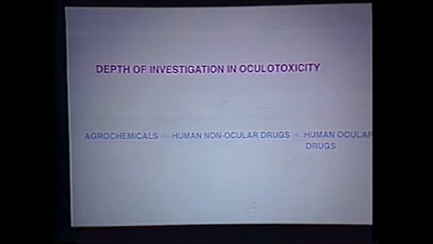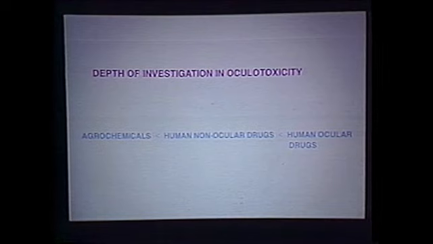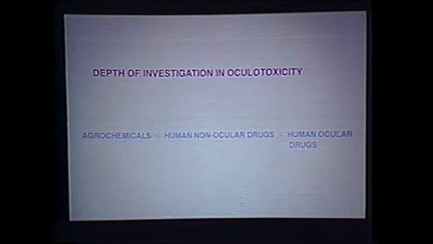The depth of study in safety evaluation or ocular toxicity tends to vary depending on the use of the compound for which we are studying. Agrochemical substances and industrial chemicals tend not to be studied in the same depth as human non-ocular drugs, which in turn are not studied in the depth of human ocular drugs. So the level of examination will vary depending on the use to which the substance is going to finish up.